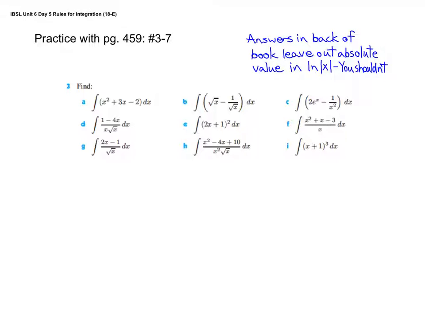It's kind of a technicality, but they just redefine what x is allowed to be, so that's why they leave it out. But to prep you better for college or AP if you do that next year, just get used to putting the absolute value in there, okay? Alright.